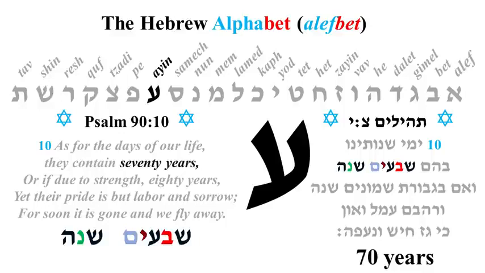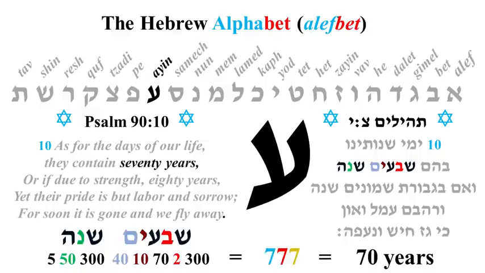So 70 years. Here's how you say 70 years. It's Shivim Shana. You see it there? Shivim has an Ayin in it, the word 70, and then Shana is years. If you put the Gematria in for Shivim Shana, Shin is 300, Bet is 2, Ayin 70, Yod is 10, Mem is 40, and then you have Shin is 300, Nun is 50, Hey is 5, adds up to 777. Very nice.